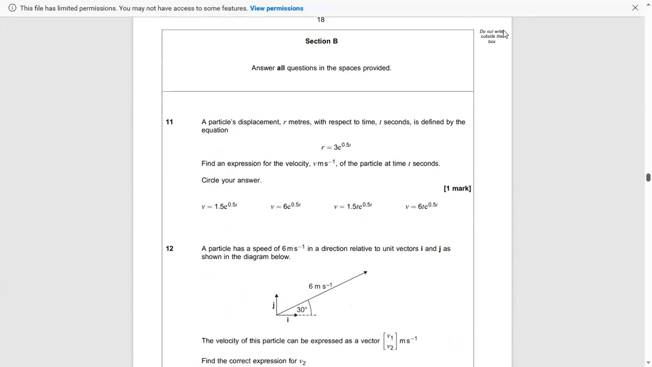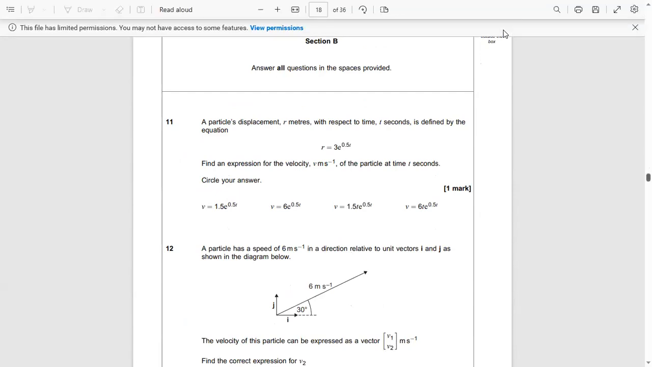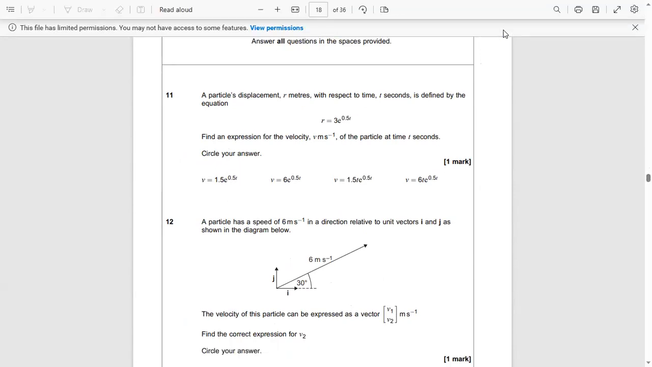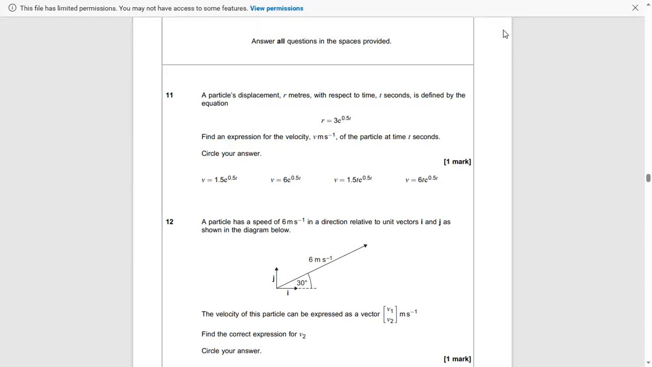So question 11, section B, mechanics, question 11. Let's look at this one here. So a particle's displacement r meters with respect to time t seconds is defined by the equation position is equal to 3 times e to the power 0.5t. So we want to find the expression of the velocity.